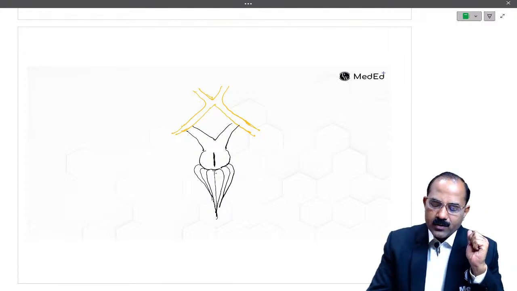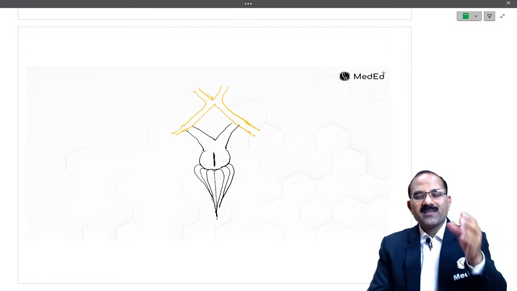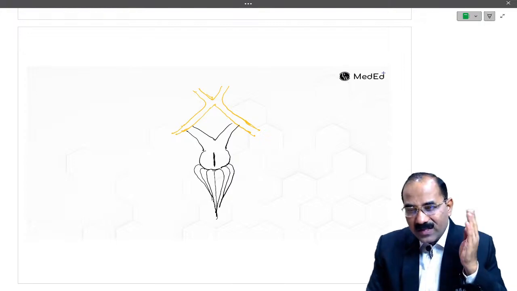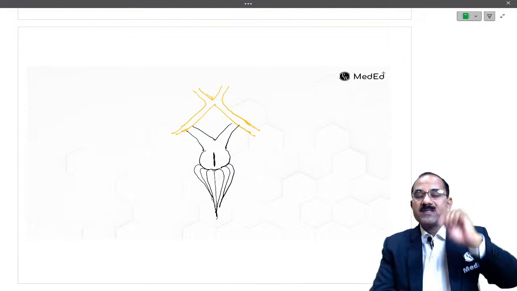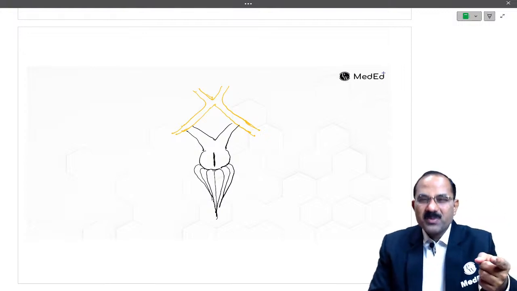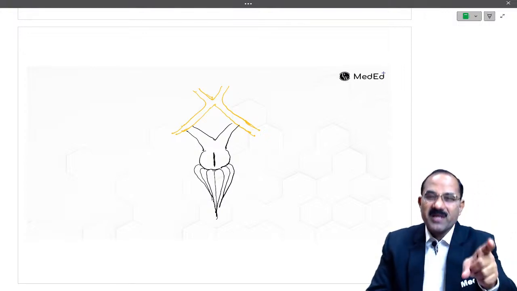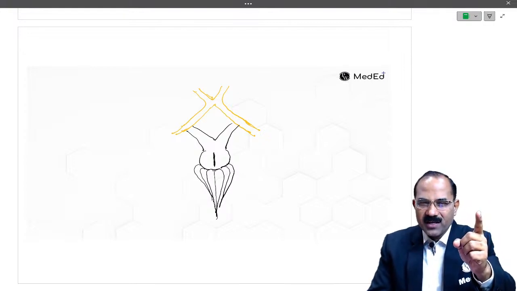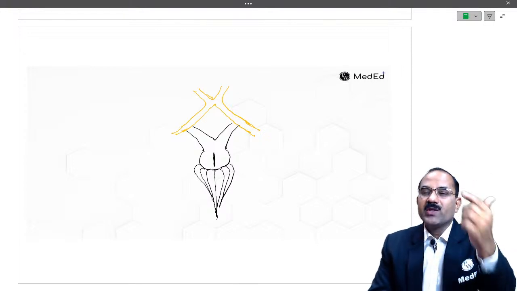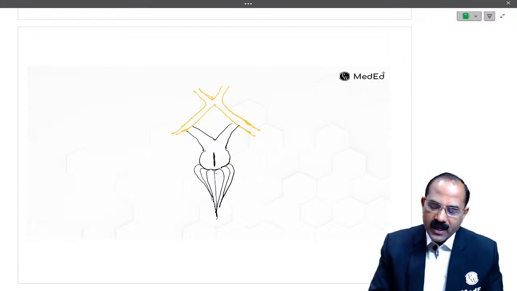These are the two pyramids. What are these two? Olives. And how are the olives formed? By the inferior olivary nucleus. And remember, this inferior olivary nucleus is the one sending fibers to the cerebellum, the olivocerebellar fibers, and this is what constitutes the climbing fibers of the cerebellum. This inferior olivary nucleus forms an elevation here named olives.